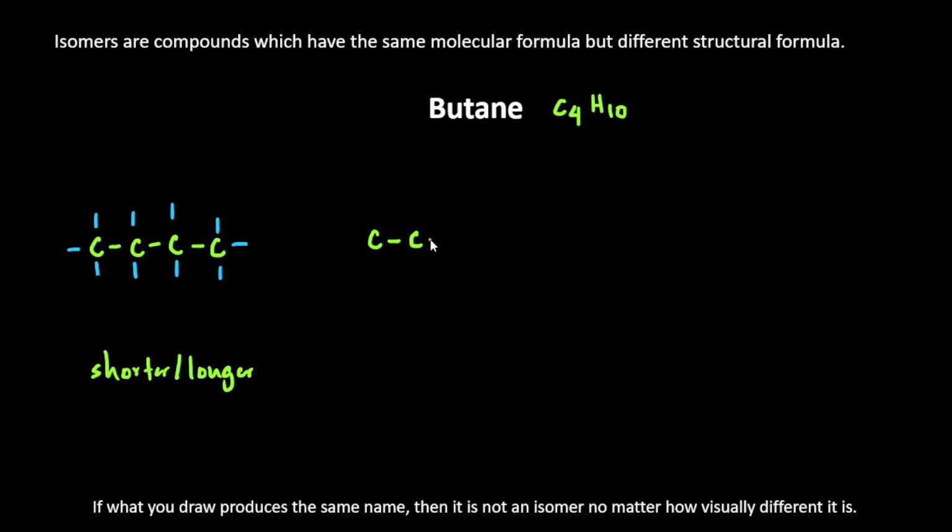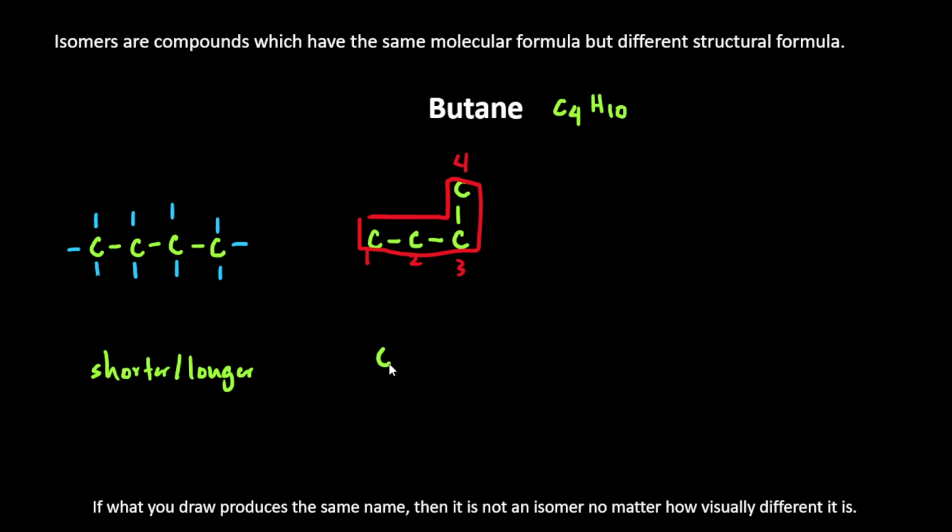1, 2, 3. But notice here that I can put my other carbon here. Because why? Then my longest chain would become 1, 2, 3, 4, like this, which is still going to give me the same name as my original one. And that's why if what you draw produces the same name, then it's not an isomer no matter how visually different it is. So that being said, can I put it in front then?